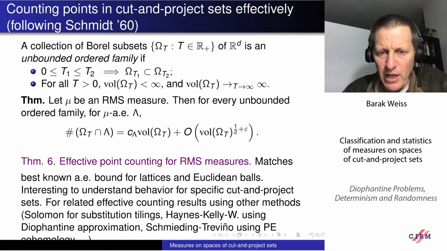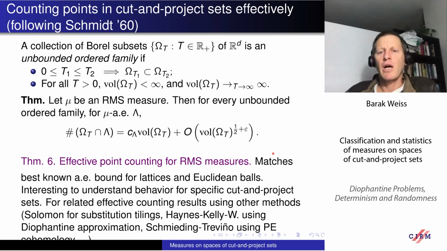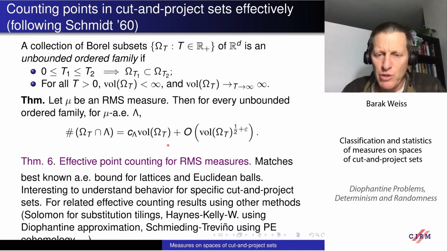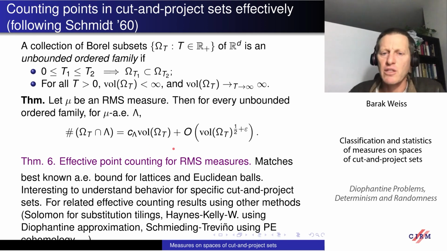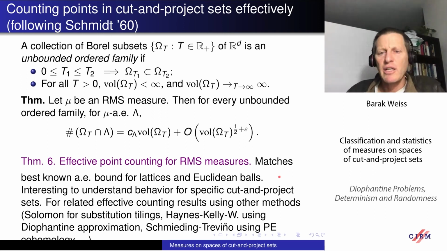And we prove the cut and project analog of this result. So we prove an effective point counting for the RMS measures. We have the same exact error bound because we use the same technique. This involves these Rogers second moment bounds. With the second moment bounds, we're able to get the exact same asymptotic. And I wrote down here what I said earlier. It matches the best known almost every error bounds, even for the special case of lattices and Euclidean balls.